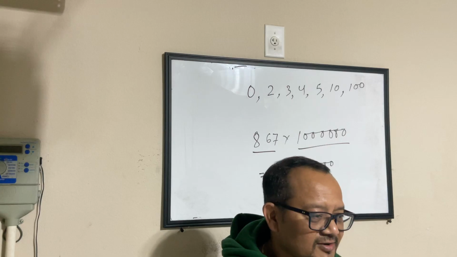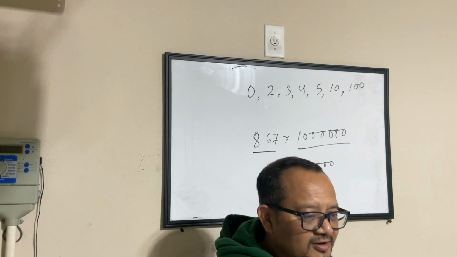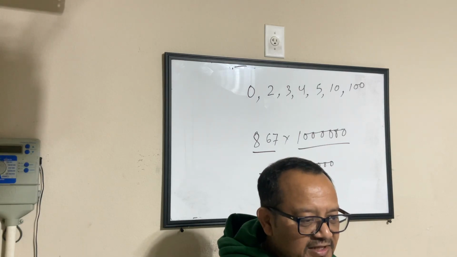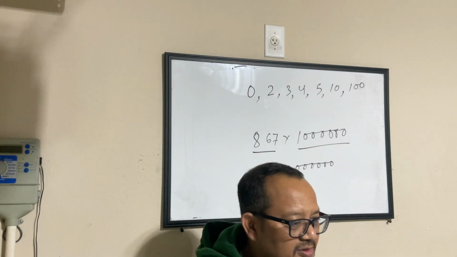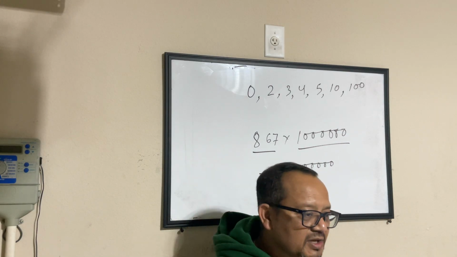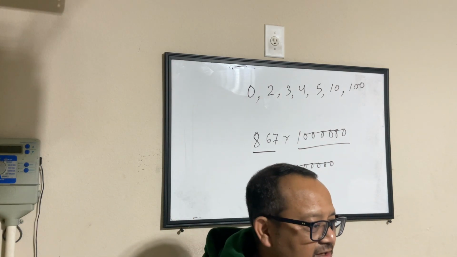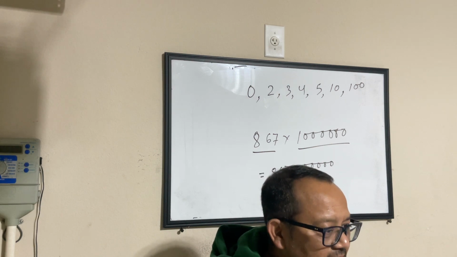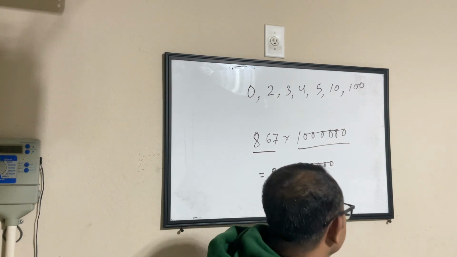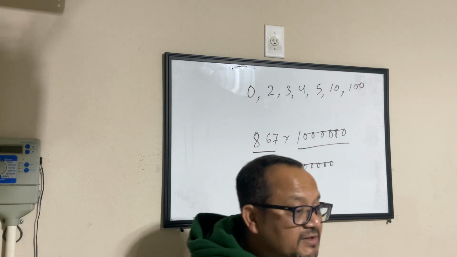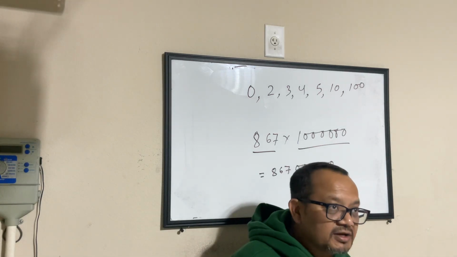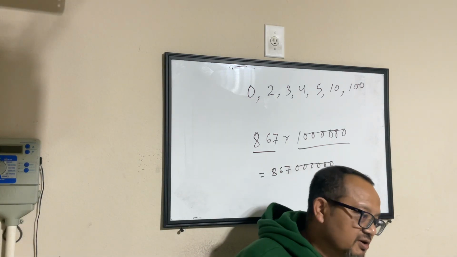867 million since it has 6 zeros. Okay. So everybody has given the answer and I heard everybody. So everybody put your hands down. Yeah, Mandeep. What is your answer? 867 million. Okay.